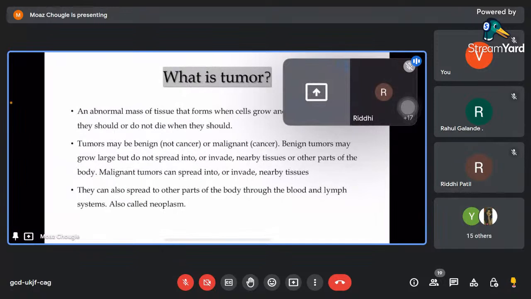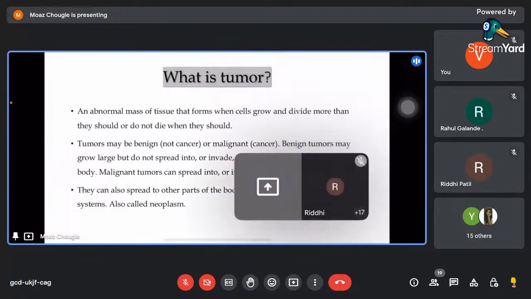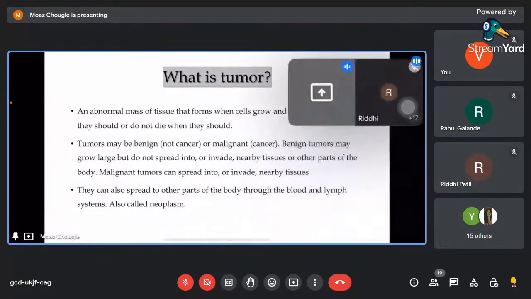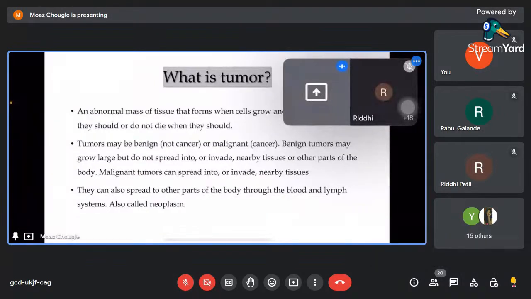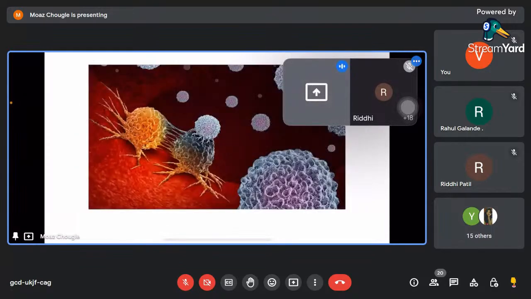So what is a tumor? An abnormal mass of tissue that forms when cells grow or divide more than they should, or do not die when they should. Tumors may be the beginning of cancer. A tumor may grow large but not spread into nearby tissues or other parts of the body. They can also spread to other parts of the body through blood or lymph systems. These are called neoplasms. This is the structure of cancer, where you can see the cell division and the growth of the tumor cells.